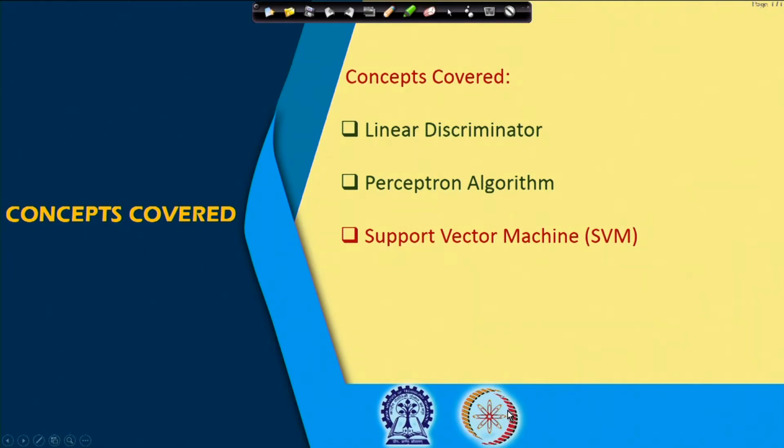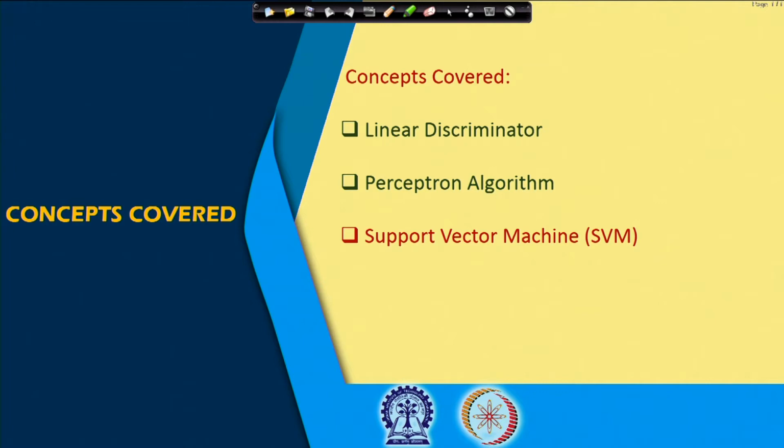In our previous lecture, we had talked about linear discriminator and we had also talked about the perceptron algorithm using which a linear discriminator can be designed. Today we are going to discuss about the support vector machine.